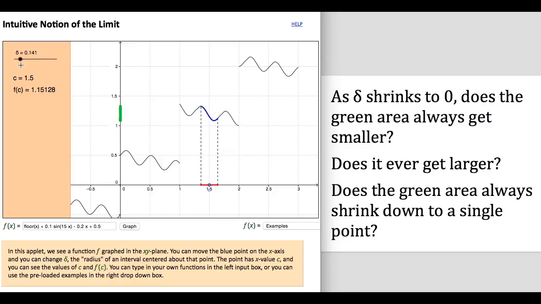So it doesn't always get smaller, but does it ever get larger? No, it never did get larger. Sometimes it stayed the same, but it's never going to get larger. And lastly, does the green area always shrink down to a single point?